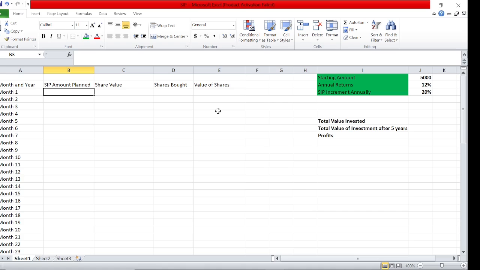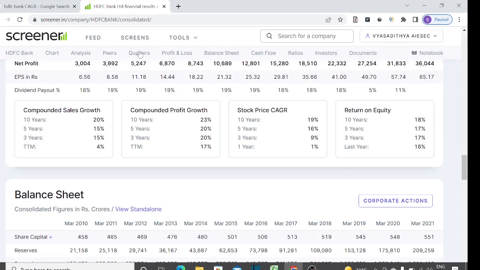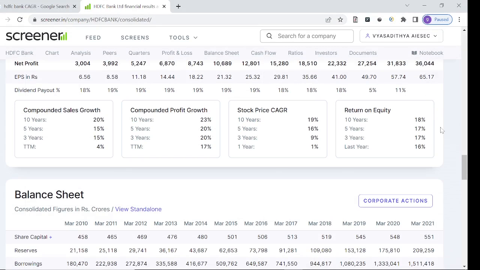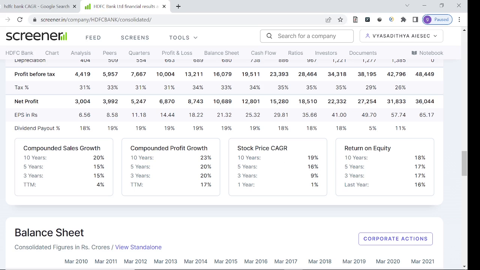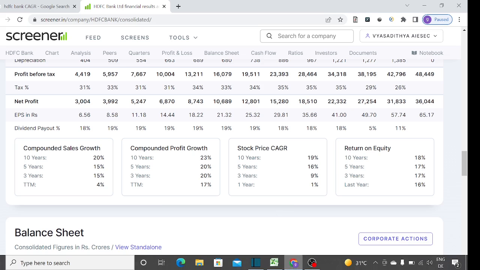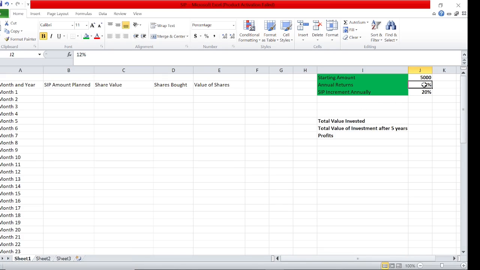For the sake of today's video, I'm going to consider this share, which is called HDFC Bank. Many of you might already know the company. And if you see the last 10 years, compound annual growth rate has been 19%. That is the annualized returns the stock price has been giving. To make it a little easier for us, instead of 19, I am taking an even more conservative number, which is 15%.